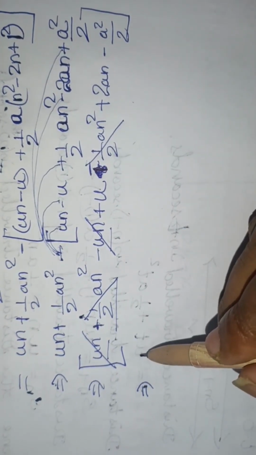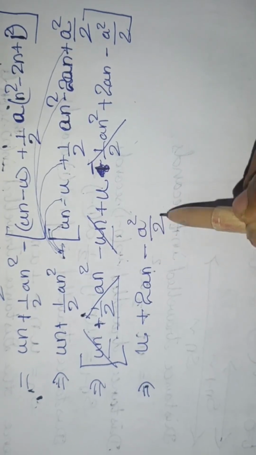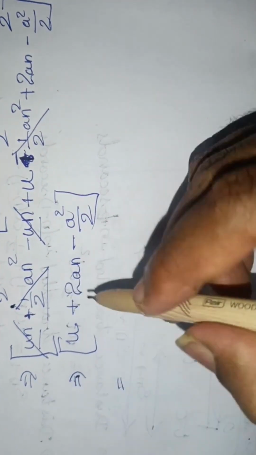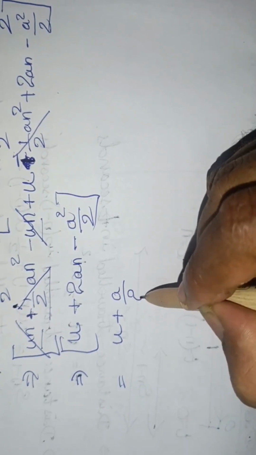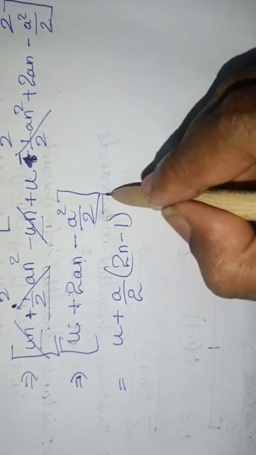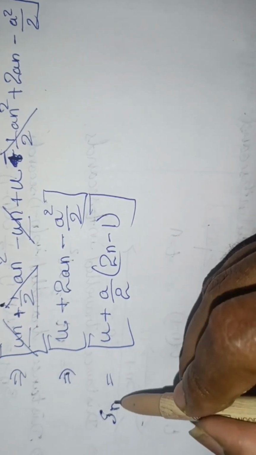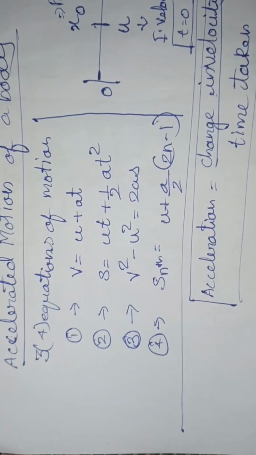So this plus symbol and this minus symbol will cancel out. So my required term will be u times of plus 2an minus a square by 2. This is the required term we had derived from the equation. Now I have to write it here as u times of a divided by 2, 2n minus 1. This is how I will get the final equation to define the nth term. The nth term of the equation. So we will go ahead.